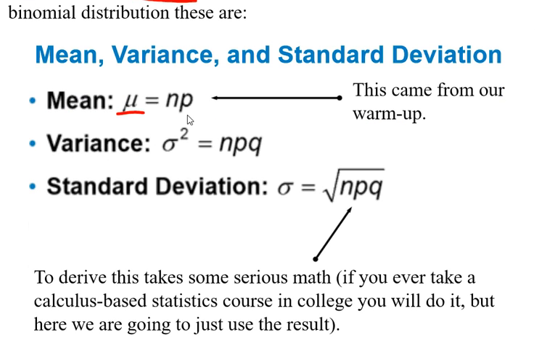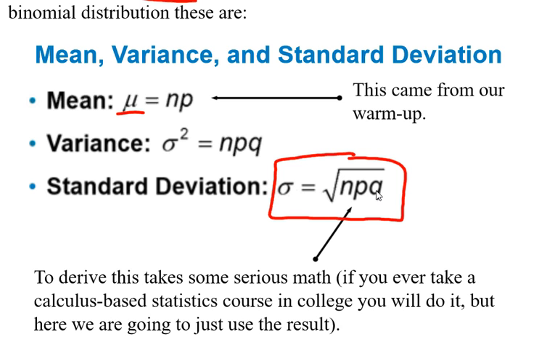Then shown below is the variance and the standard deviation. The variance is used to calculate the standard deviation. The standard deviation is what we're going to actually be using. The standard deviation for a binomial distribution is the square root of n times p times q. Number of trials times probability of success times the probability of failure.